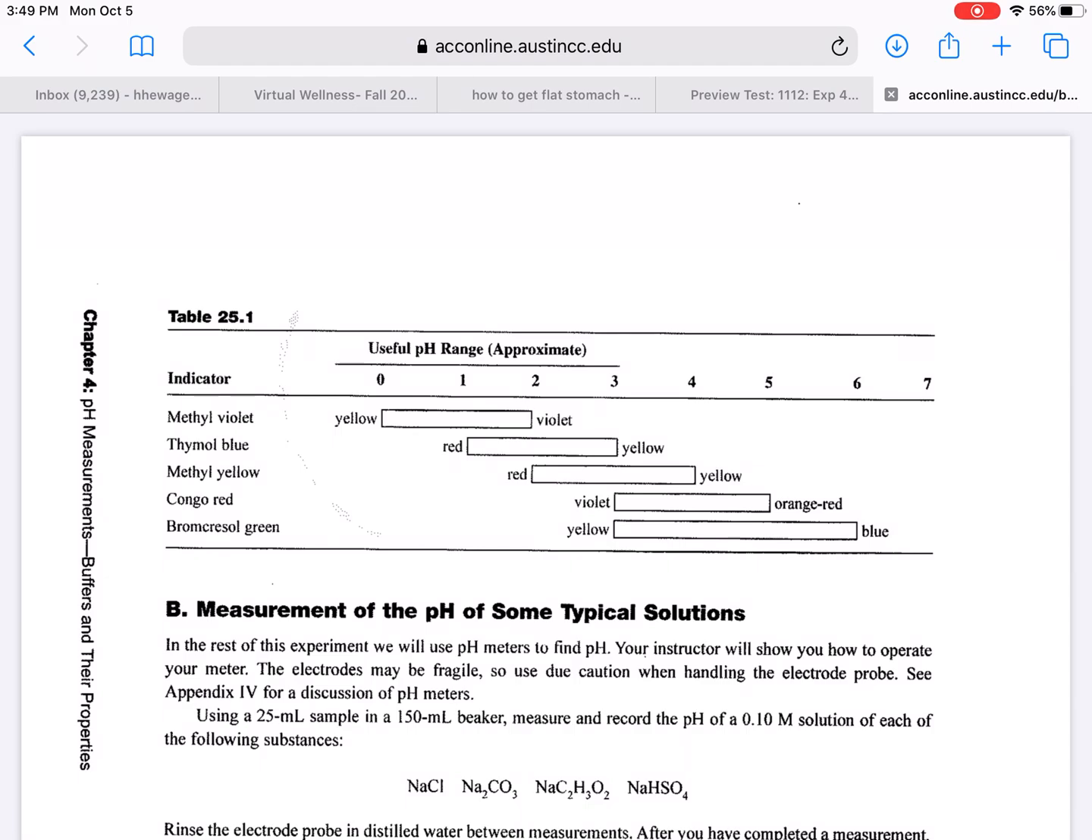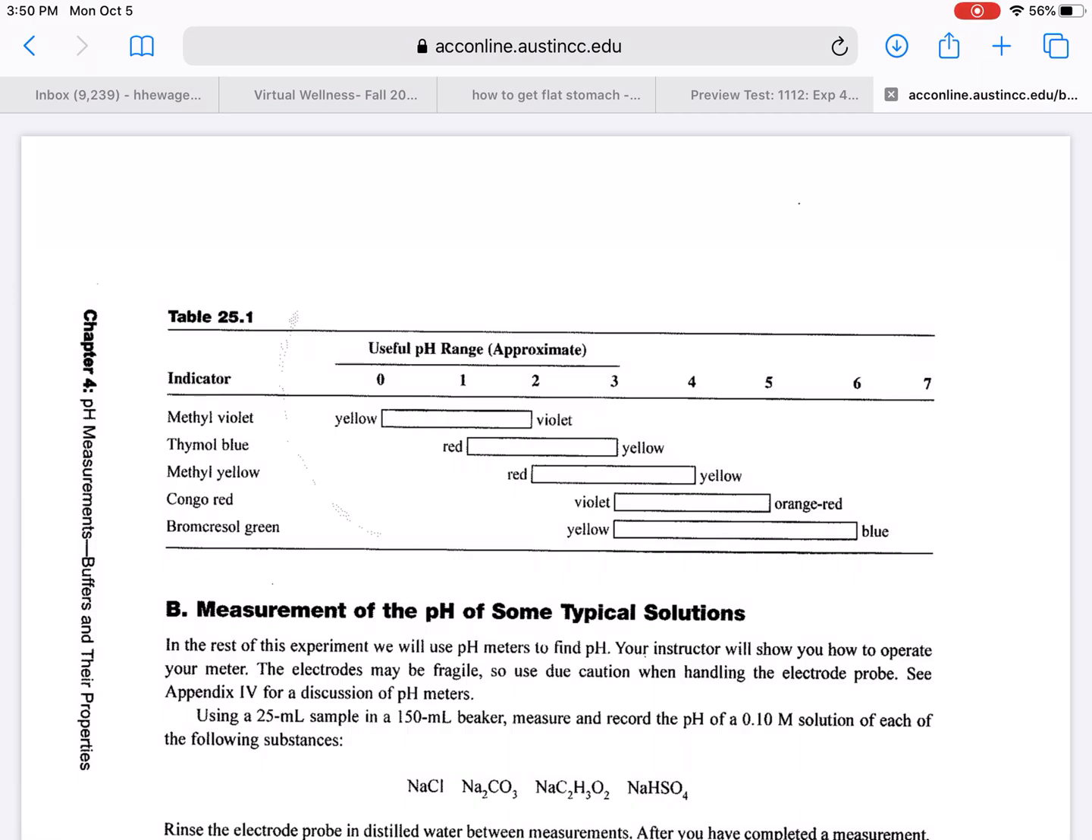Similarly with Congo red, the solution would be violet in color if the pH is 3, whereas if the pH is 5, it would be orange-red. Bromocresol green will give you a yellow color if the pH is 3, and blue would be a pH of 6. You will see some shadings of the colors if it falls in between. Okay, so this is the table that we are referring to.